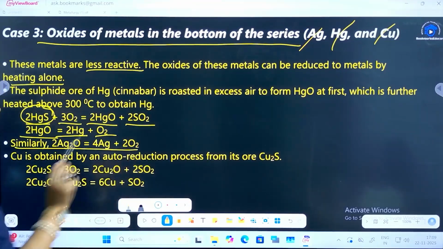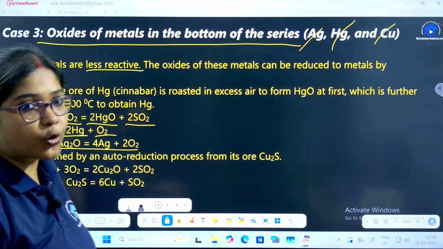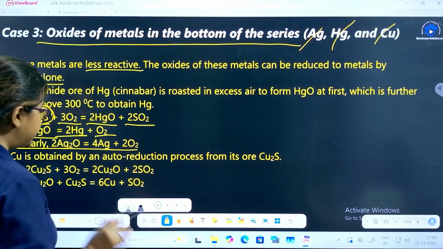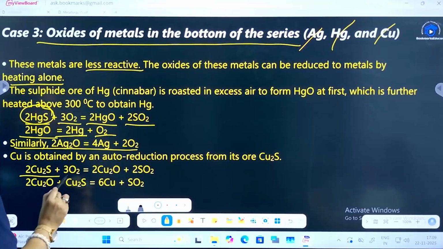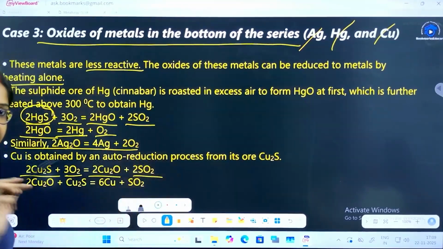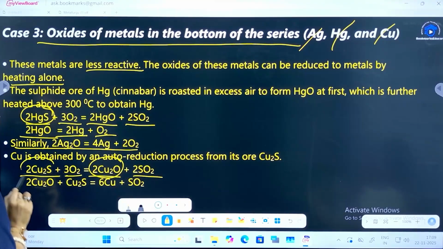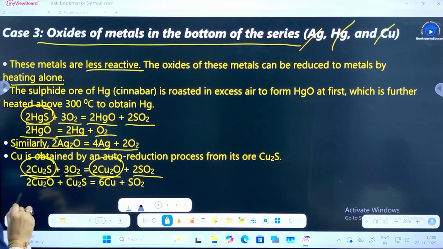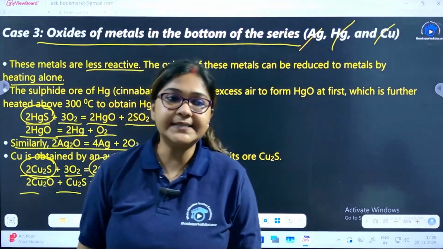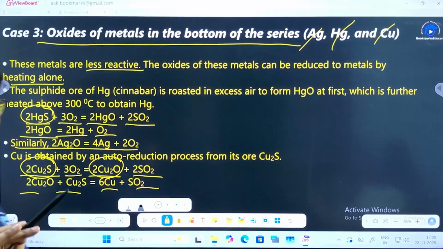Similarly for silver oxide. For the copper ore, sometimes auto reduction takes place. What happens? Copper sulfide when reacted with oxygen will give copper oxide and sulfur dioxide. This copper oxide will again react with copper sulfide to give copper and sulfur dioxide. That means an auto reduction process is taking place in this reaction.